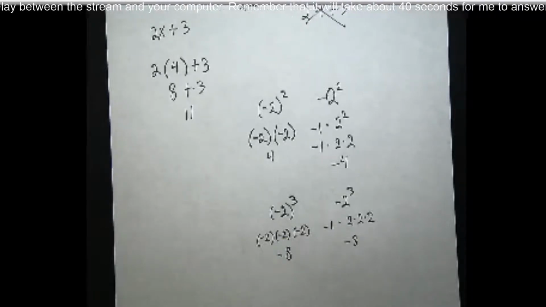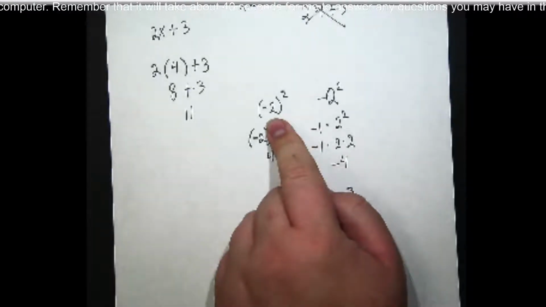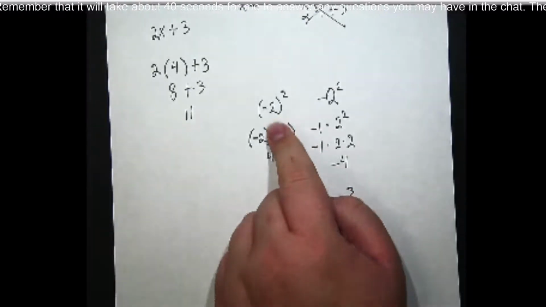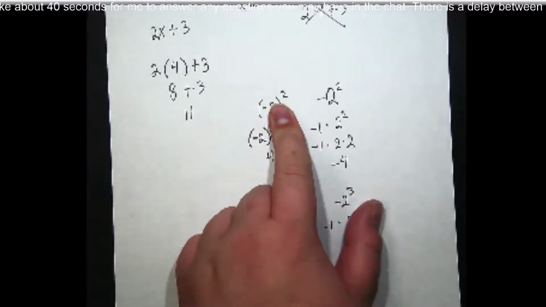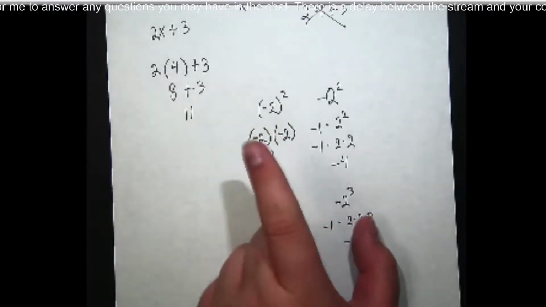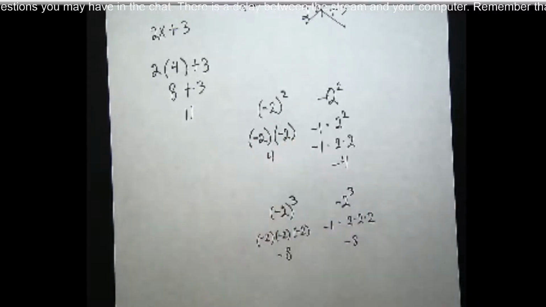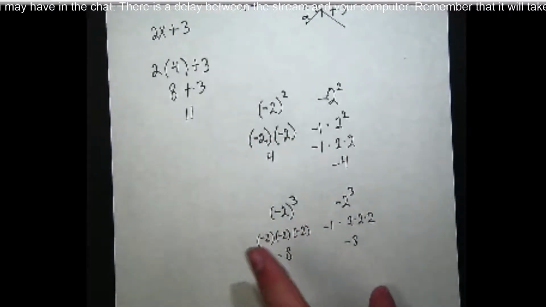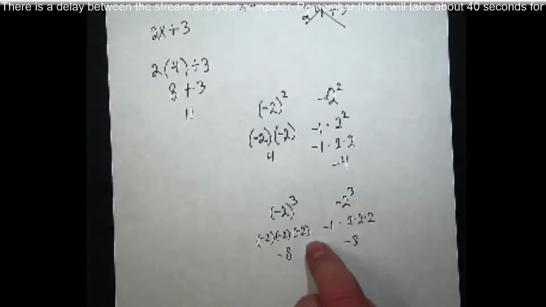So when you're working with powers like this, make sure that one, you pay attention to whether we have parentheses around that negative or not, and two, really think about what the power's saying. What does this mean we're actually multiplying? Are we multiplying, like here, -2 times -2? Are we multiplying -2 times -2 times -2? Think about it. Take a moment and think about it.